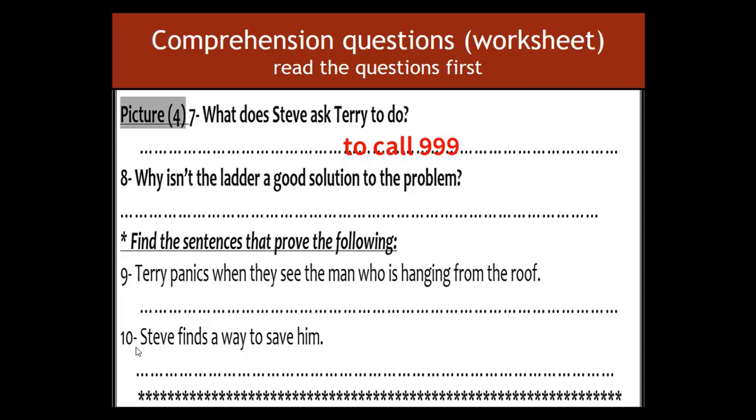Number 8. Why isn't the ladder a good solution to the problem? Good guys. Yes, the ladder isn't a good solution to the problem because it's too short. The ladder is too short in line number 7. Now find sentences that prove the following. Terry panics when they see the man who is hanging from the roof.